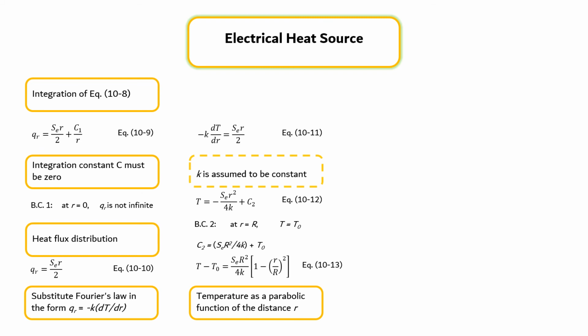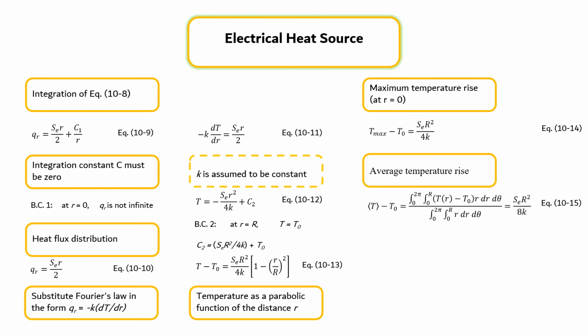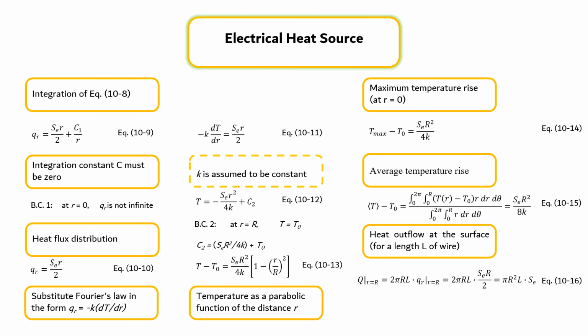Once the temperature and heat flux distributions are known, various information about the system may be obtained. The maximum temperature rise may be calculated using equation 10.14, whereas the average temperature rise may be calculated using equation 10.15. Thus, the temperature rise averaged over the cross-section is half the maximum temperature rise. Heat outflow at the surface may be calculated using equation 10.16.